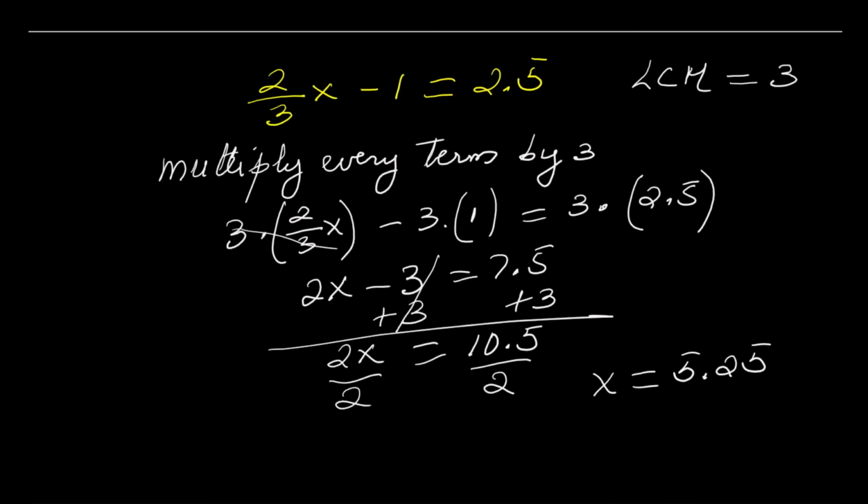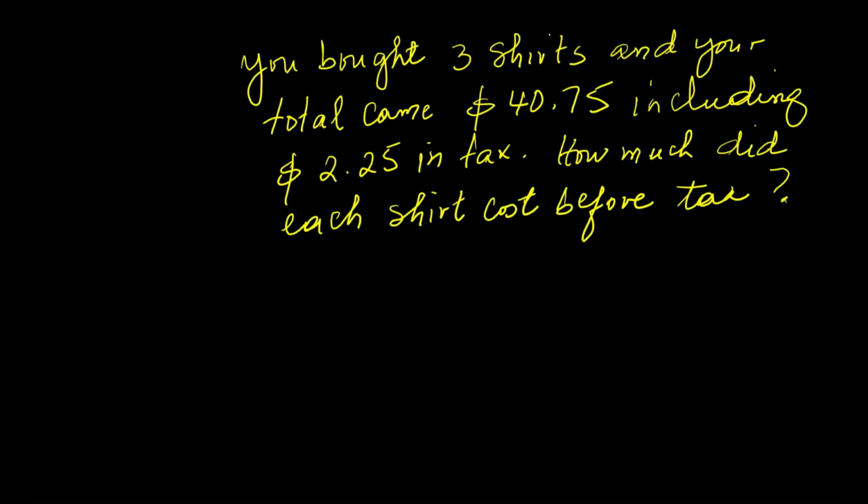Here's a real-world problem. You bought 3 t-shirts and paid a total of $40.75. That price includes $2.25 in tax. How much did each shirt cost before tax? Let's define x as the cost of one shirt. Since you bought 3 shirts, the total before tax is 3x. Add the tax of $2.25. So the equation is 3x plus 2.25 equals 40.75.